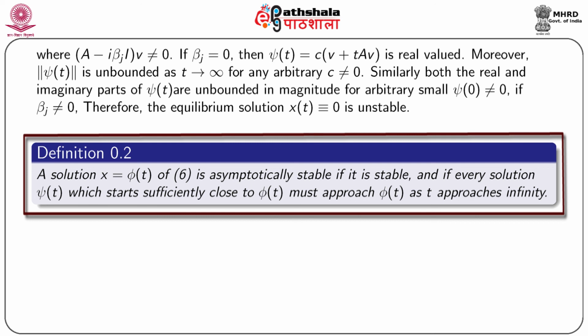Now, definition 0.2 gives that a solution x equal to phi(t) of (6) is asymptotically stable if it is stable and if every solution psi(t) which starts sufficiently close to phi(t) must approach phi(t) as t tends to infinity.